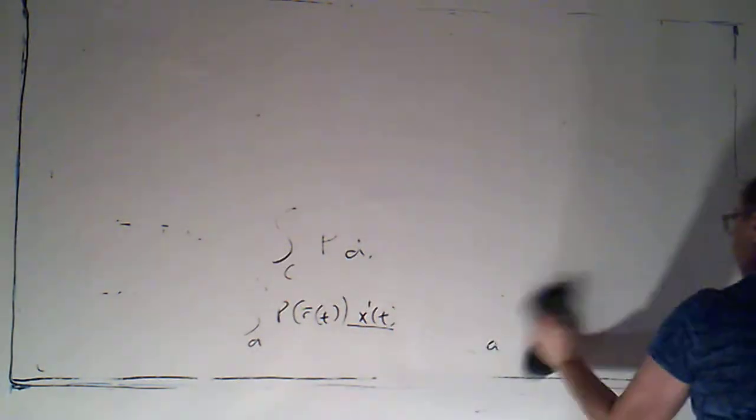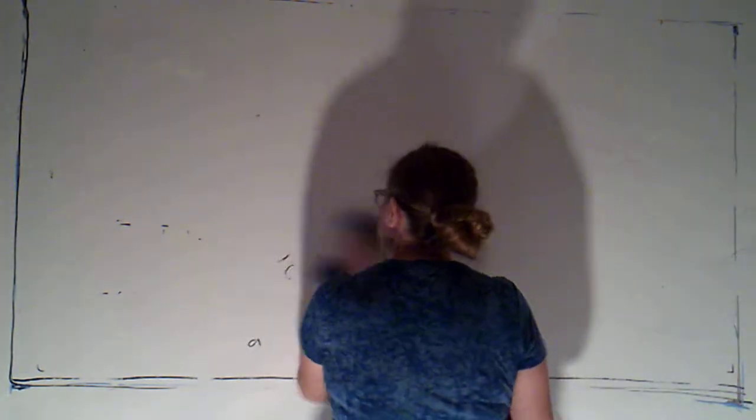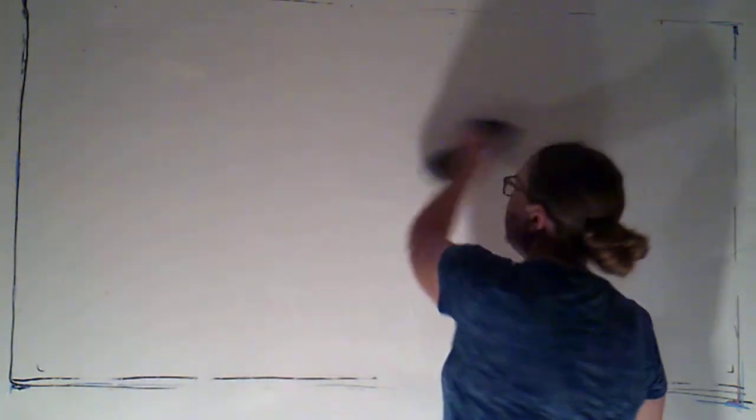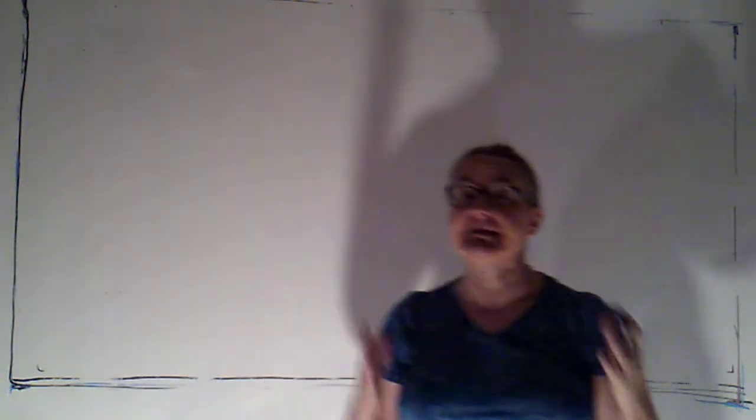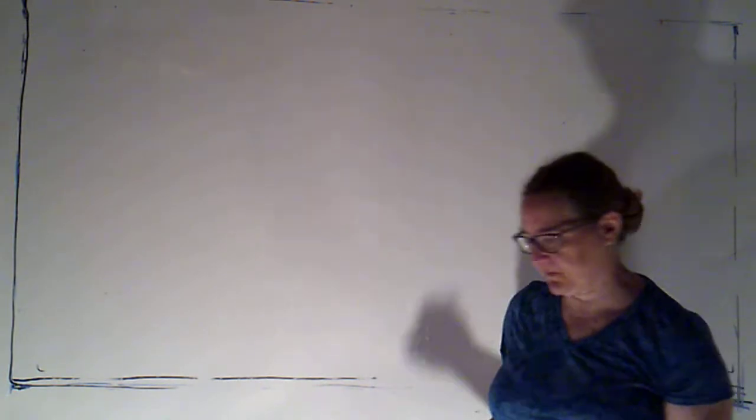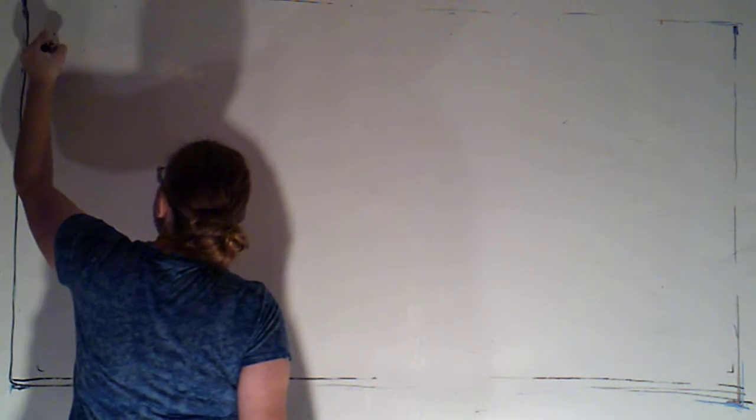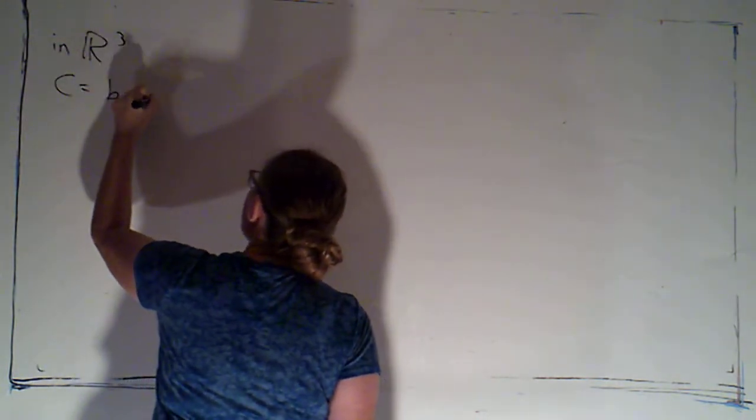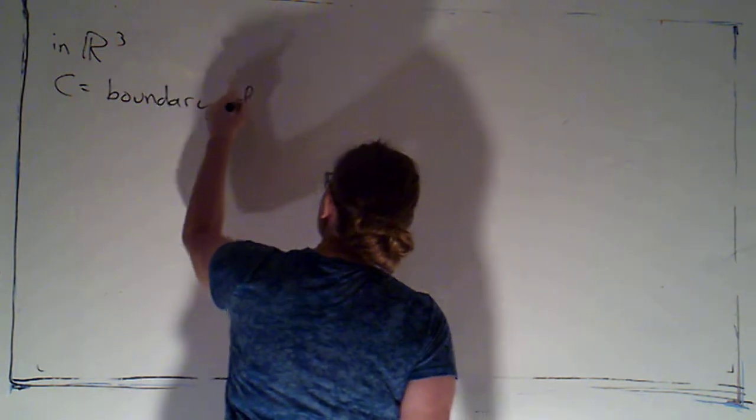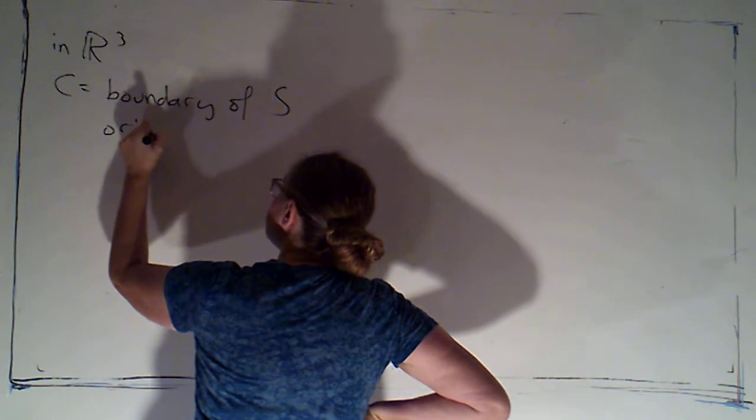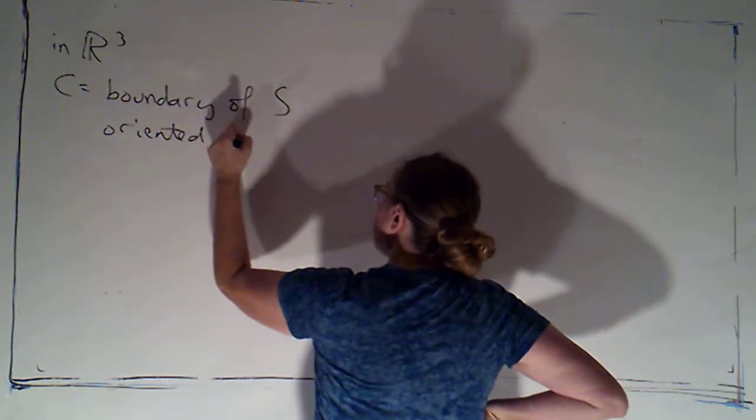So we also have a couple of theorems, Stokes's theorem and Green's theorem, that apply if C is the boundary of some surface. Okay. So if we're in 3 space and C is the boundary of some surface S oriented positively with respect to S.